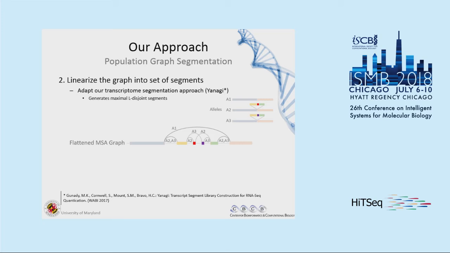So the next step is, now we have this flattened multiple sequence alignment graph. The core concept that we introduce is that we can linearize this graph first before using it later. How we linearize it is basically we transform it into a set of sequences, a set of segments, and we adapt our approach called Yanagi. This was actually built for transcriptome segmentation. It uses the same concept, but was for transcriptome segmentation, and now we want to use it for this problem as well, because there are common similarities between the two problems.